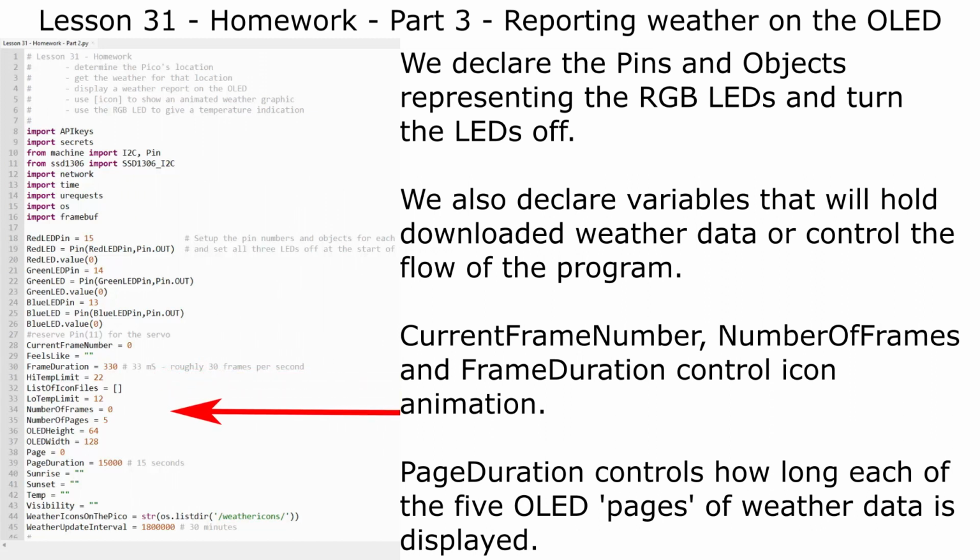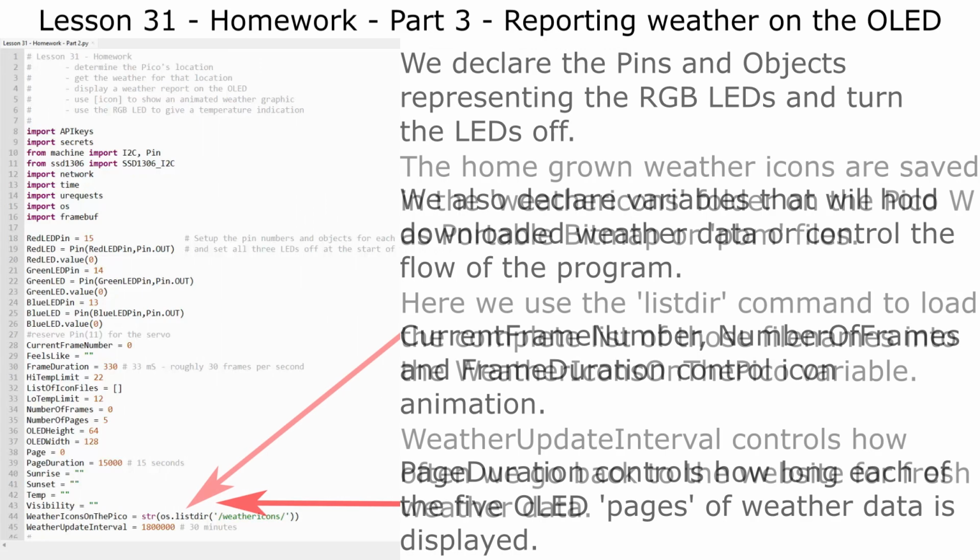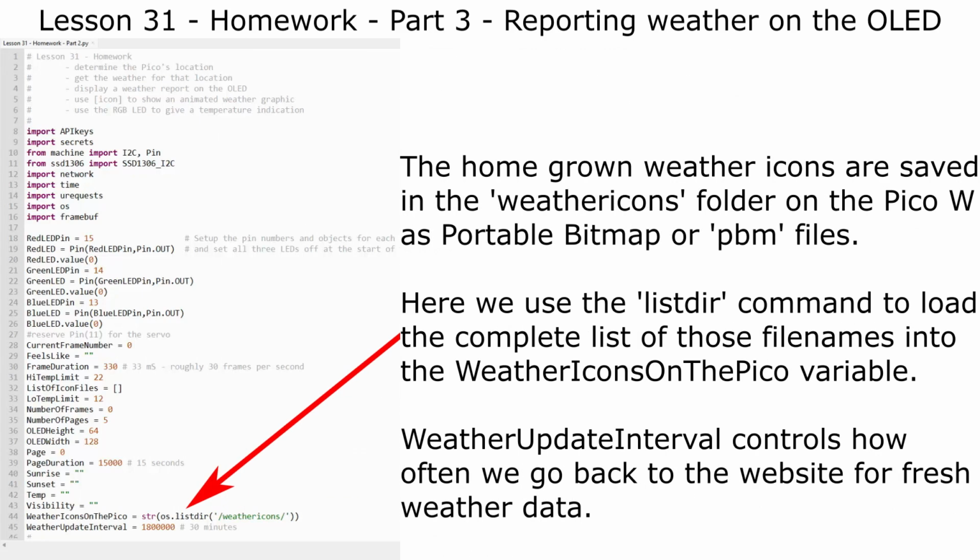Current frame number, number of frames, and frame duration control icon animation. Page duration controls how long each of the 5 OLED pages of weather data is displayed. The homegrown weather icons are saved in the weather icons folder on the Pico W as portable bitmap or PBM files. Here we use the listdir command to load the complete list of those file names into the weather icons on the Pico variable. Weather update interval controls how often we go back to the website for fresh weather data.